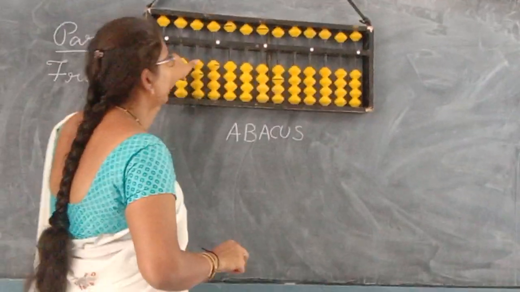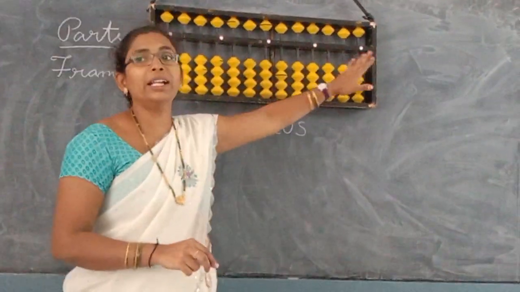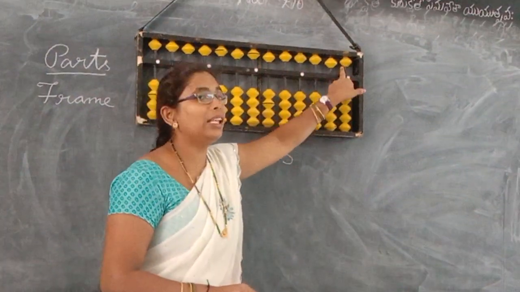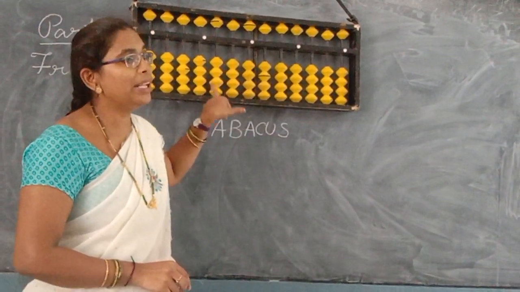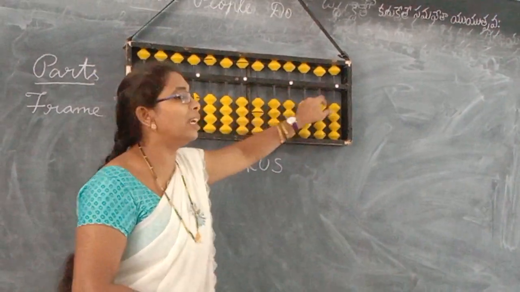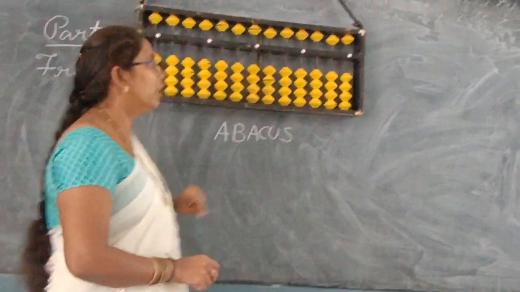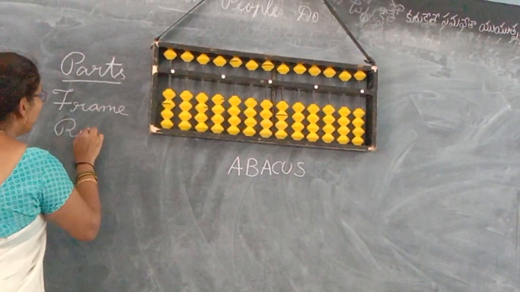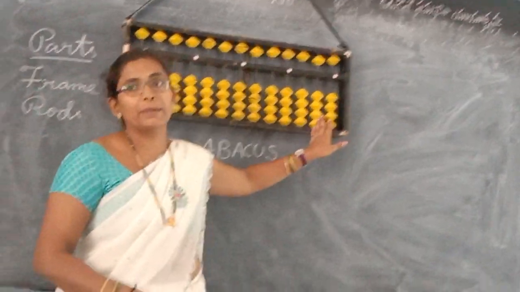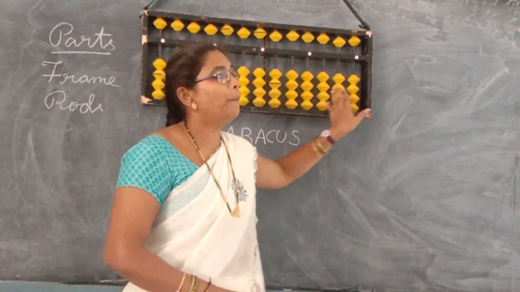Now once you observe here, some black grids are there. Here 13 grids are there. And each grid has 5 bits. Each grid is called a rod. They are called rods. And each rod has 5 bits.